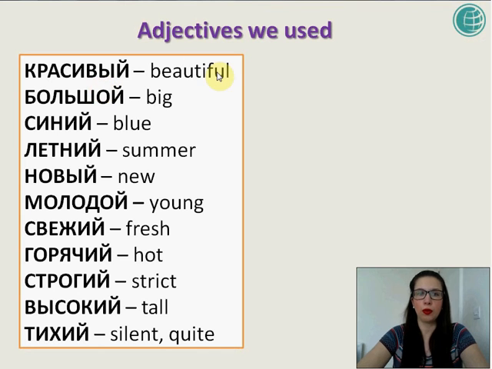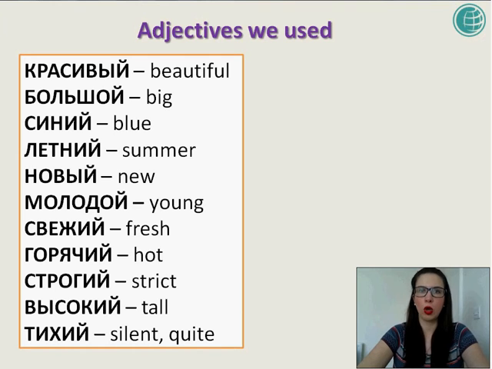Красивый, beautiful. Большой, big. Синий, blue. Летний, summer. Новый, new. Молодой, young. Свежий, fresh. Горячий, hot. Строгий, strict. Высокий, tall. Тихий, silent or quiet.